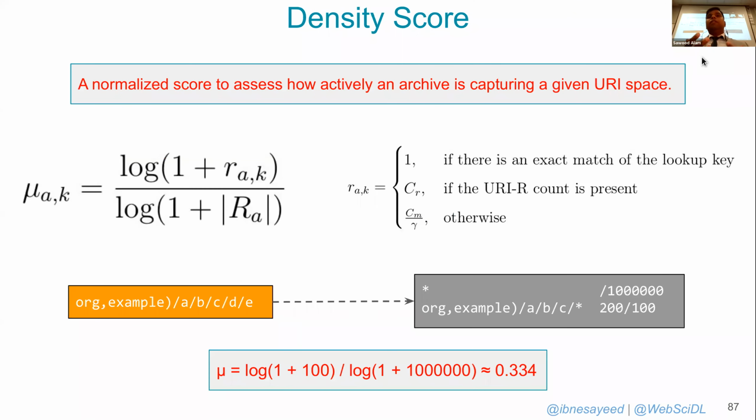We define the essence of this aspect as density score, which basically says how much effort an archive is putting in a specific subtree of our URIs. It is a ratio of the number of URIs under a URI subtree divided by all the URIs that the archive has. We are using a log scale here so that the numbers don't punish large archives.